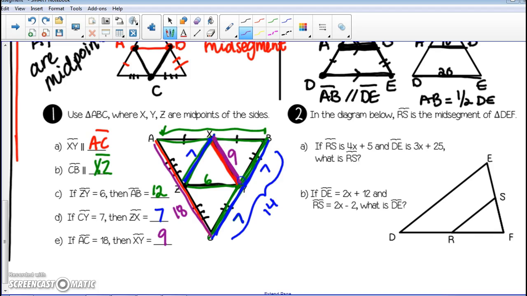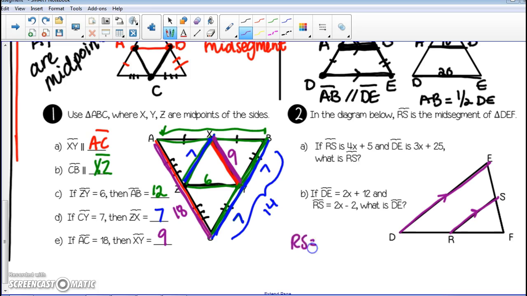So if you find its mid-segment, the longer side, it's half as much. In our second problem, we're going to deal with a few problems with some algebra. It says RS is the mid-segment of triangle DEF. So RS is the mid-segment, which would mean it's parallel to DE and half as much.